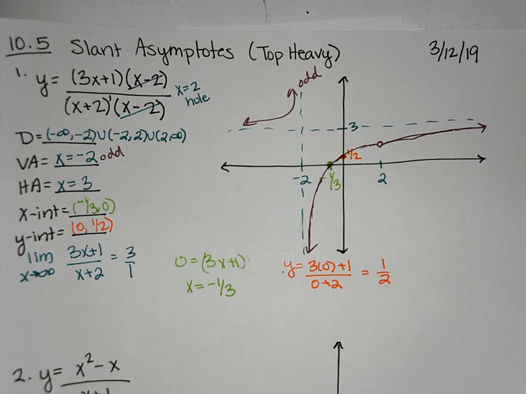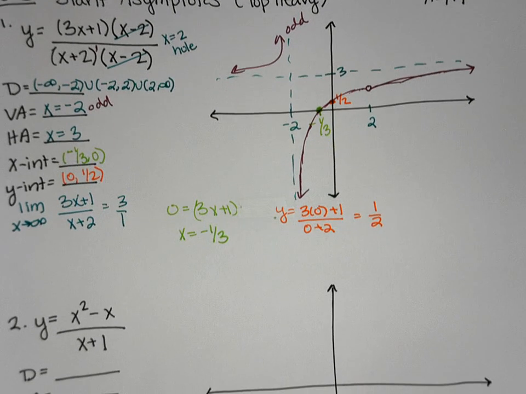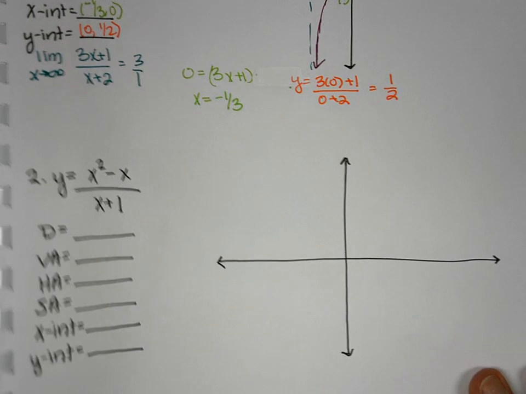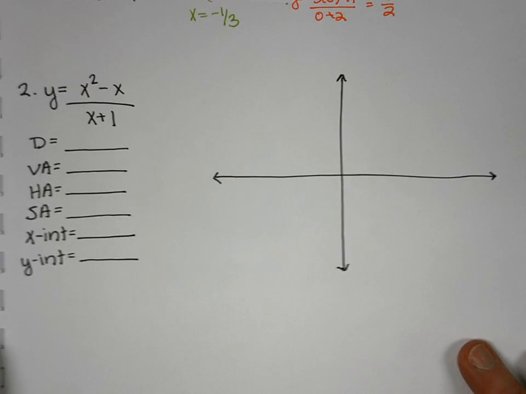Okay, so number 2, because we are going to do a second one here, this one is going to be a top-heavy. So this is going to be an example of what do we do when we don't have a horizontal asymptote.